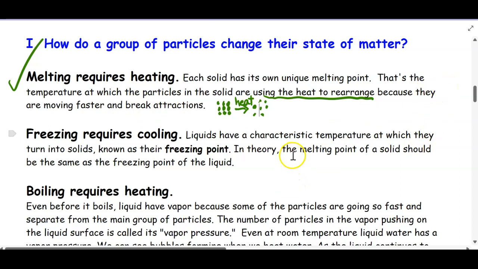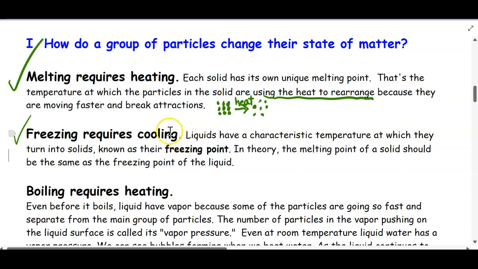Freezing requires cooling. I know you know that as well, right? You just haven't maybe thought of it in those words. So liquids have a characteristic temperature at which they turn into solids, which is known as their freezing point. So in theory, the melting point of a solid should be the same as the freezing point of a liquid, correct? Liquids freeze, solids melt, but it should be at the same temperature.